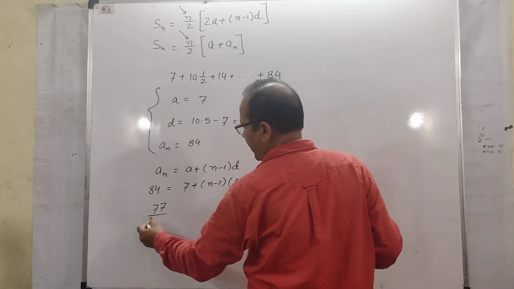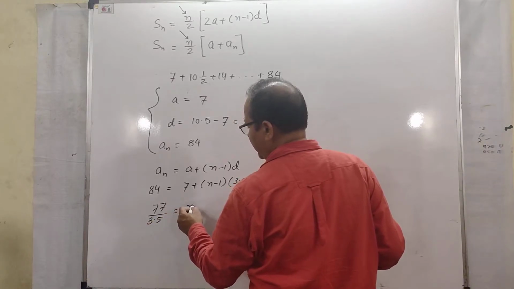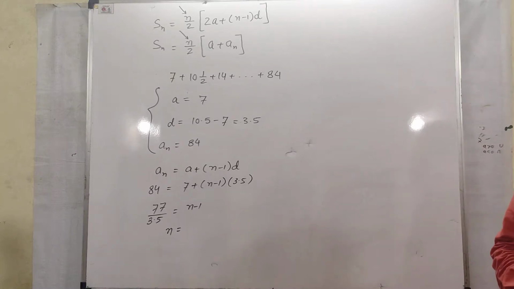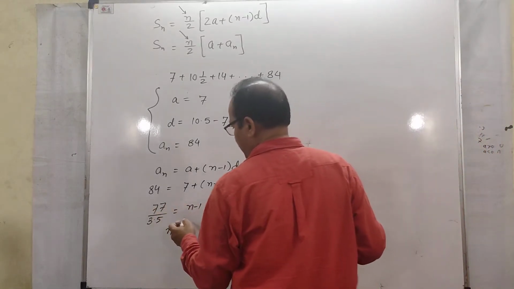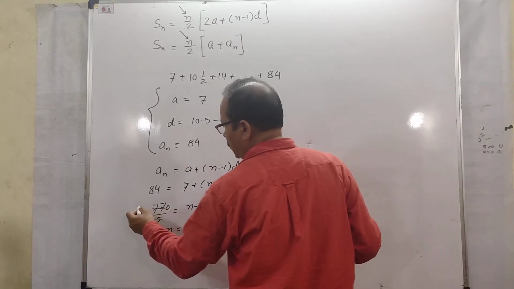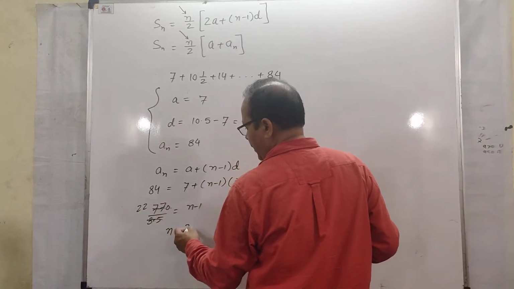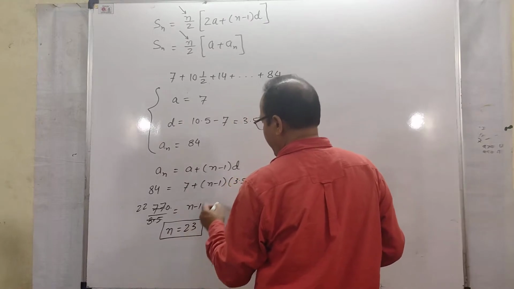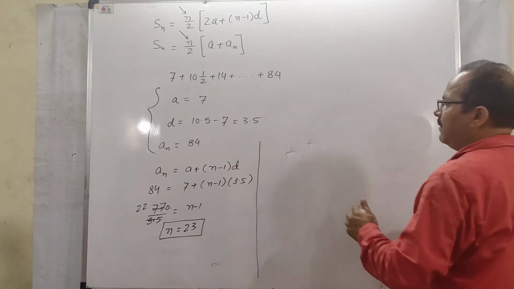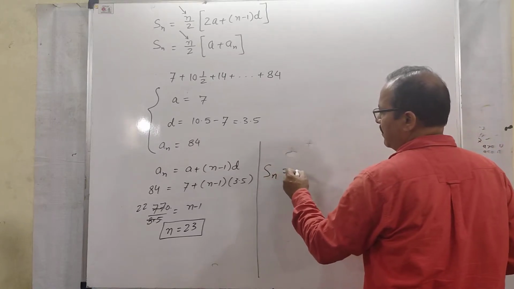77, and 3.5 comes here. So in this way, you will be getting the value of n. 2 5s are 10, 35, 2 3s are 6, and 23. The value of n you will be getting is equal to 23. Now it will be easy for you to calculate the sum of n terms.